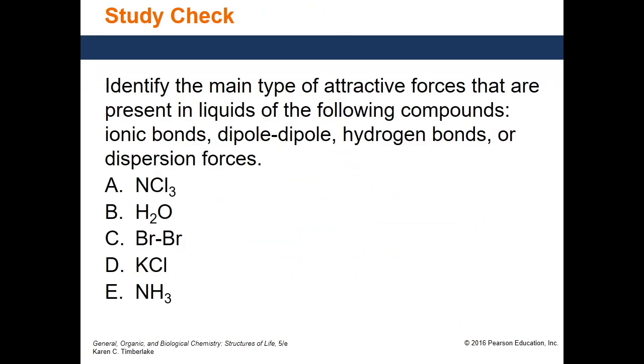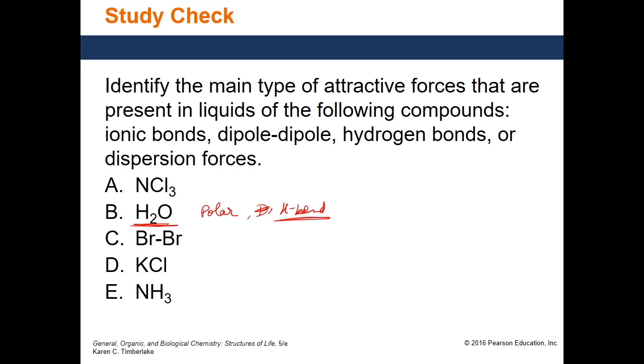So the question could look something like this. Identify the type of attractive force that is present in liquids of the following compounds. Is it ionic bond, dipole bond, hydrogen bond or dispersion? How would you do this? Again, you have to figure out if the molecule is polar or nonpolar, and depending on that, you would decide. Let's say you're talking about water, H2O. It's a polar molecule, and it will also have hydrogen bonded to oxygen. So it will consist of hydrogen bonds.